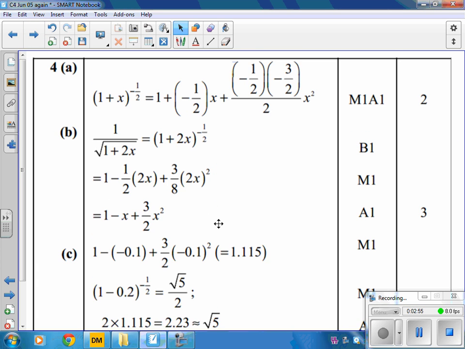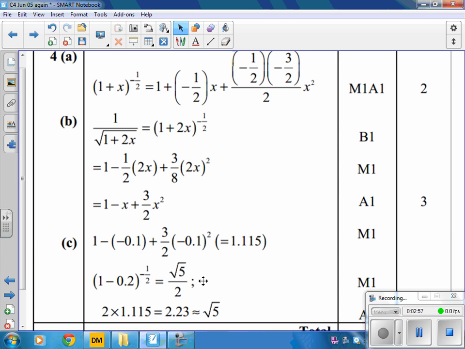Here's the mark scheme for that. You have to be convinced that you know what you're doing here. That's what they're suggesting there. And that's the question.